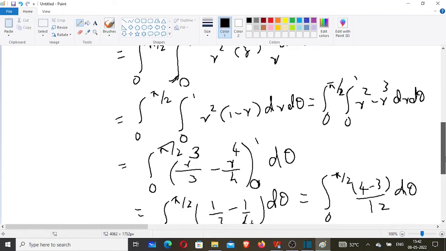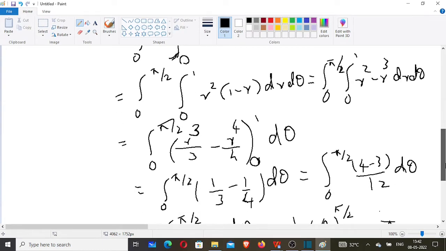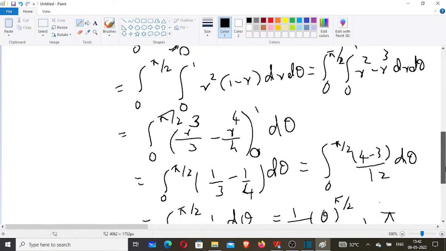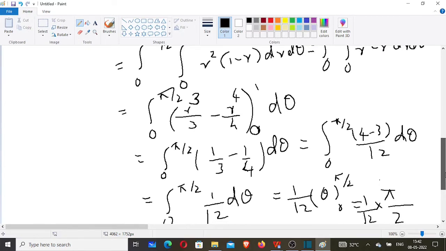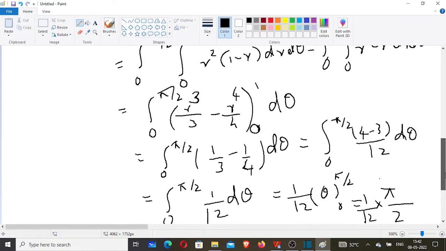So the integration is from 0 to pi by 2. Integral of r square is r cube by 3 and integral of r cube is r raised to 4 by 4 within the limit 0 to 1 d theta, which is equal to integral 0 to pi by 2. When we substitute 1, it becomes 1 by 3 minus 1 by 4. We can take the LCM of that, and so the value becomes 12 in the denominator and numerator 4 minus 3. So the answer is 1 by 12.